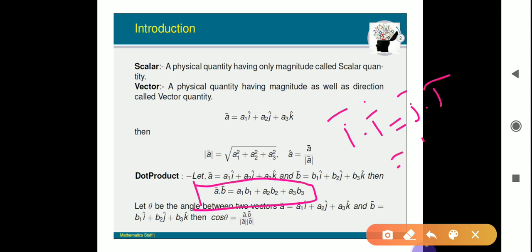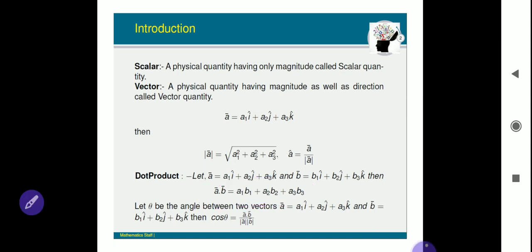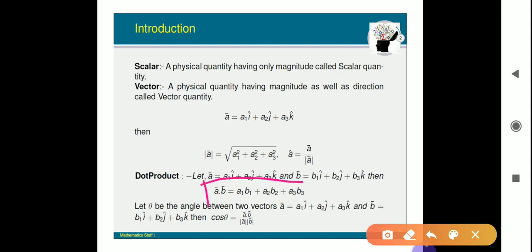So we know that i bar dot i bar, j bar dot j bar, k bar dot k bar is 1, and again we get other terms, that is i bar dot j bar, j bar dot k bar, k bar dot i bar. These are 0. So finally, we write the dot product of two vectors as a1 b1 plus a2 b2 plus a3 b3.